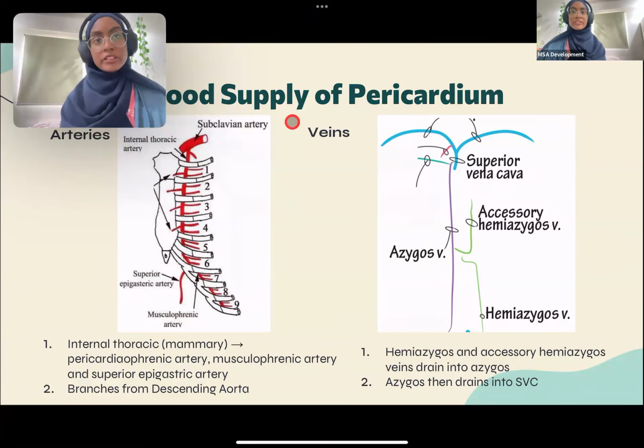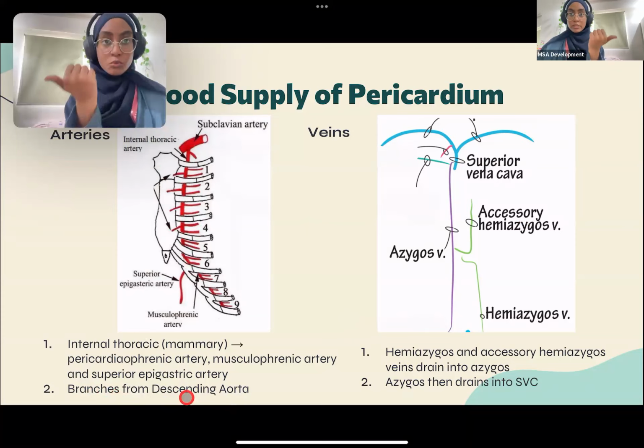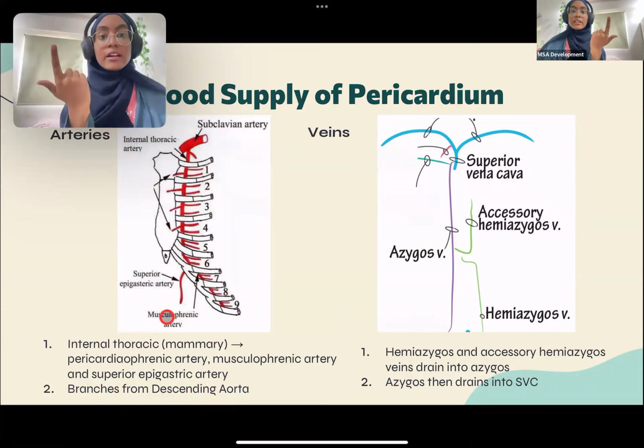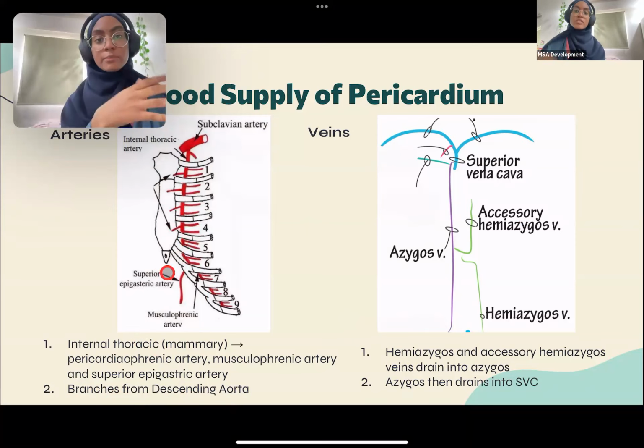We'll talk about the arteries first and then the veins. So we have two main arteries that supply the pericardium. The descending aorta, branches from the descending aorta, that's one. The second one is the internal thoracic or the mammary. So as you can see, this is the subclavian artery. It gives the internal thoracic artery, which then gives branches. What are these branches? Musculophrenic, superior epigastric, and pericardiophrenic artery. So all of these supply the pericardium.